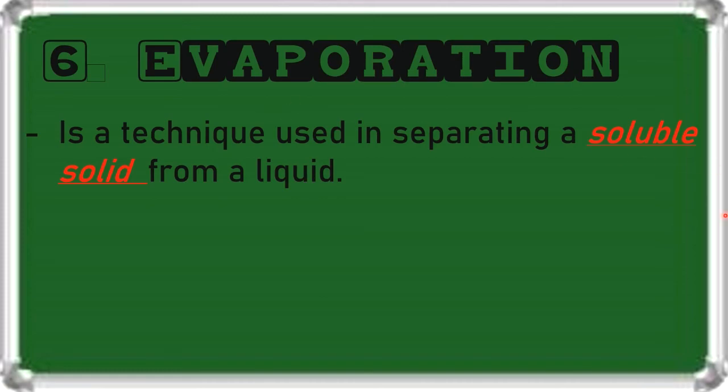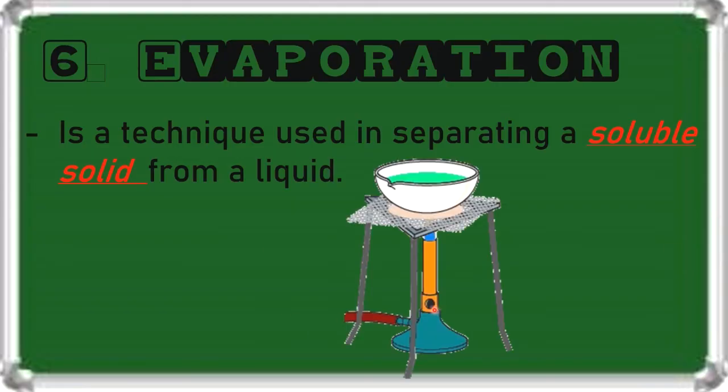So kasi 'di ba, for example, we mix salt and water. So after that solution na 'yon. So mahirapan tayong gumamit ng or ma-separate ang salt from water. So paano kaya? So we can separate them through evaporation. Sa pamamagitan ng evaporation. Yan. So, madali lang. So, anong gagawin? So, iinitin lang natin yung ating solution of salt and water. So, hayaan nating mag-evaporate.